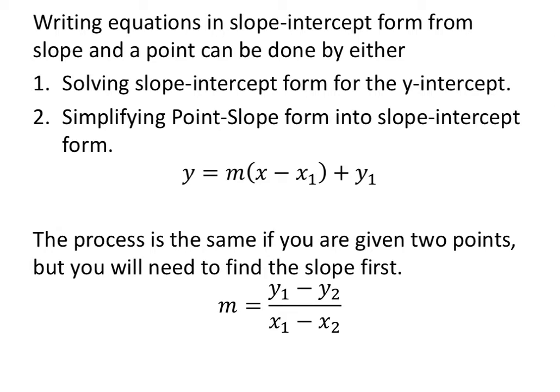Now, in some cases, what they're going to do is give us 2 points. All that means is that instead of having the m to replace into the slope, either here or in slope-intercept form, we actually have to figure it out using the slope formula.